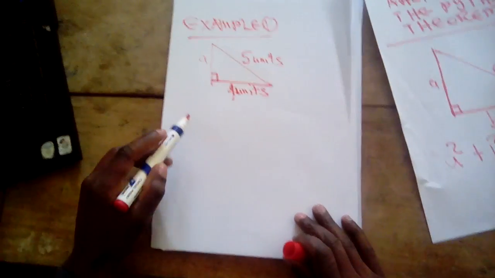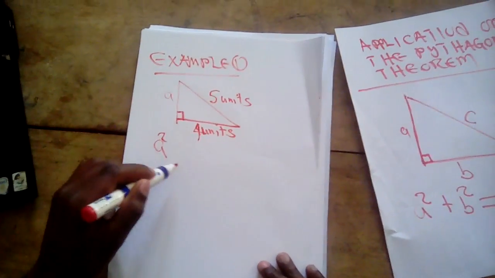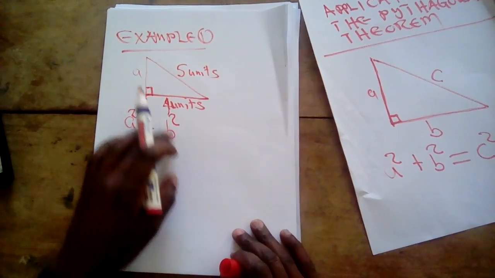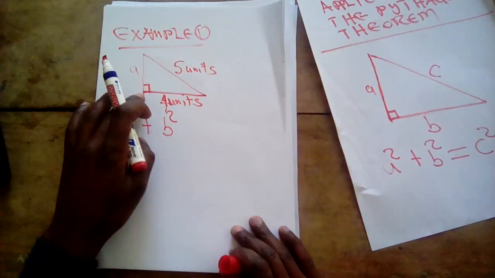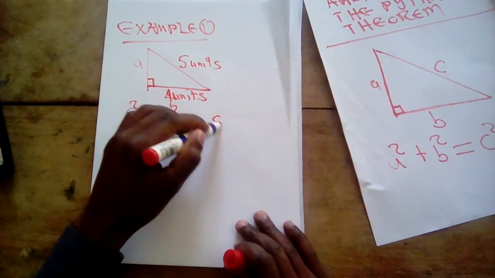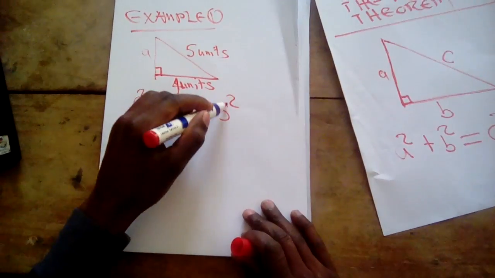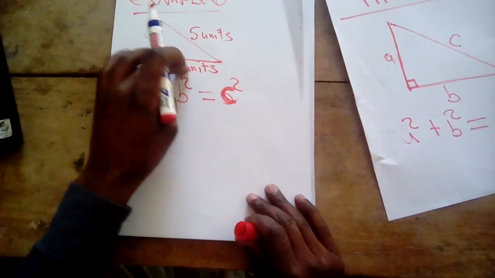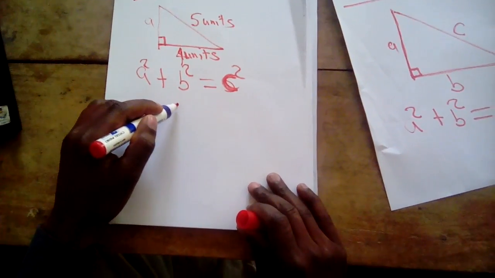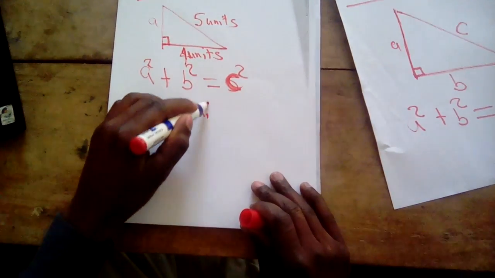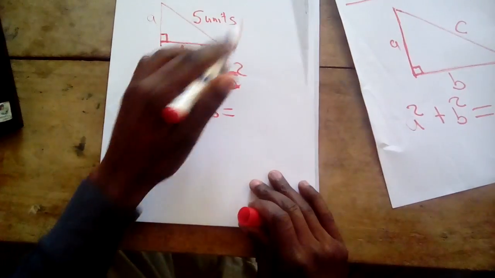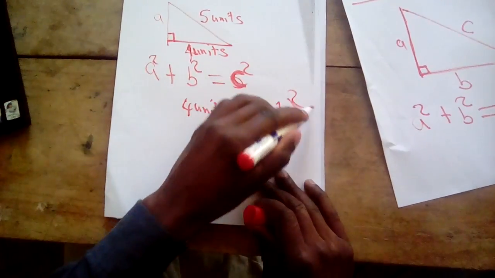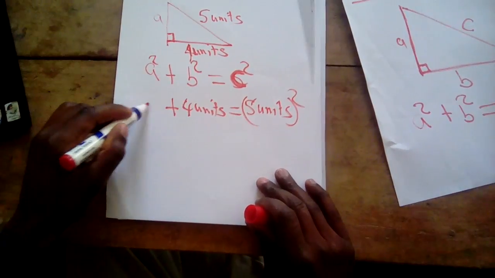According to the Pythagoras theorem, we know that A square, which is the length of the unknown side, plus the square of the side which is given here, is equal to the square of the length of the hypotenuse side. Let us call it C. In this case, this length is known to have 4 units, and the hypotenuse is known to have 5 units. The unknown length here is A.